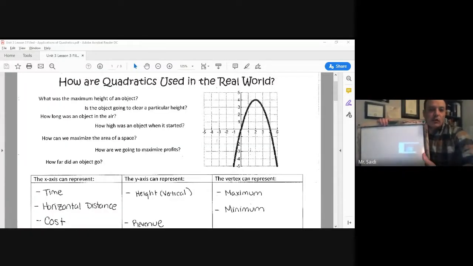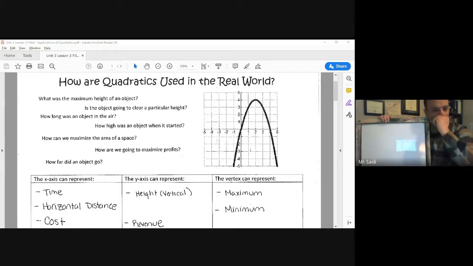Hello, this is a quick review of the concepts that we talked about in Unit 3, Algebra 2. The unit talked about applications of quadratics, so basically using quadratics in the real world. So you can answer questions such as, what was the maximum height of an object? Is the object going to clear something? How high did the object go? How long was it in the air, etc.?